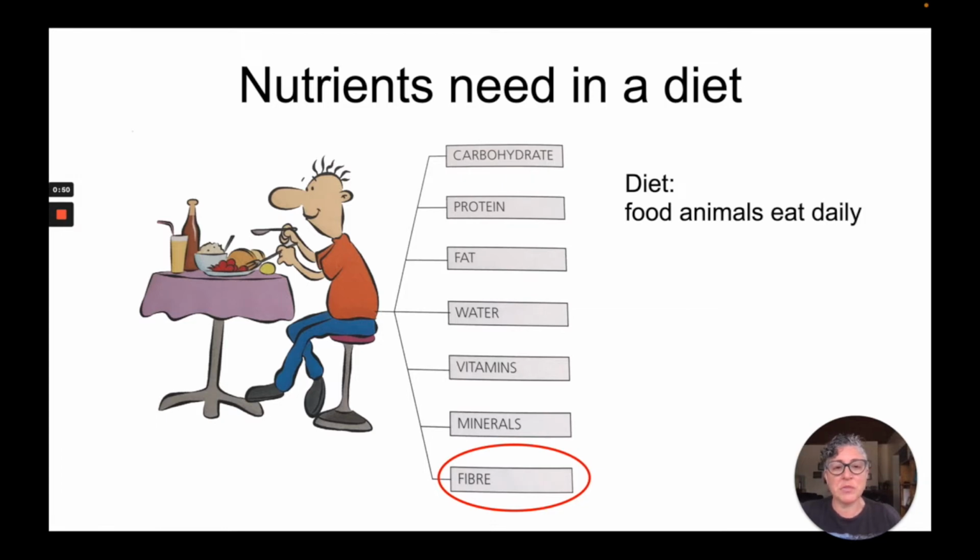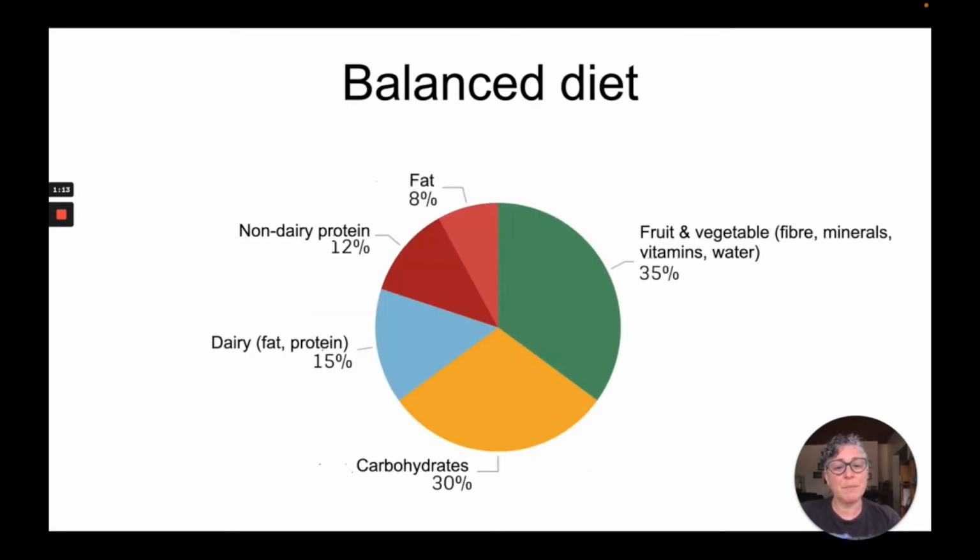So a diet is food that animals eat daily. That's all the word means. It has nothing to do with how much you eat or whether you prevent yourself from eating certain types of foods. All it means is the foods you eat on a daily basis. So what is a balanced diet?